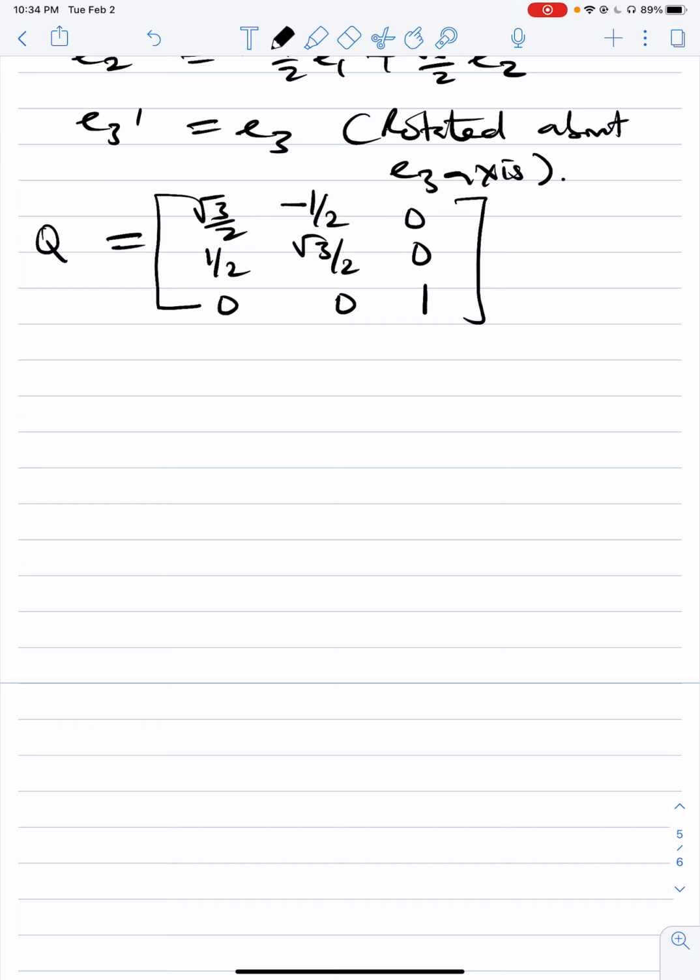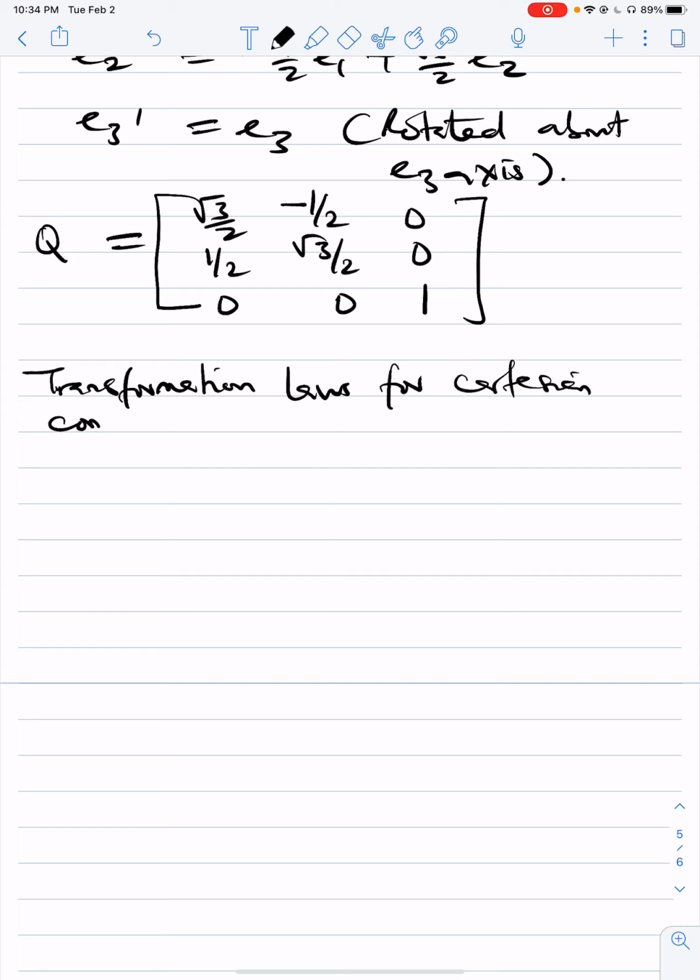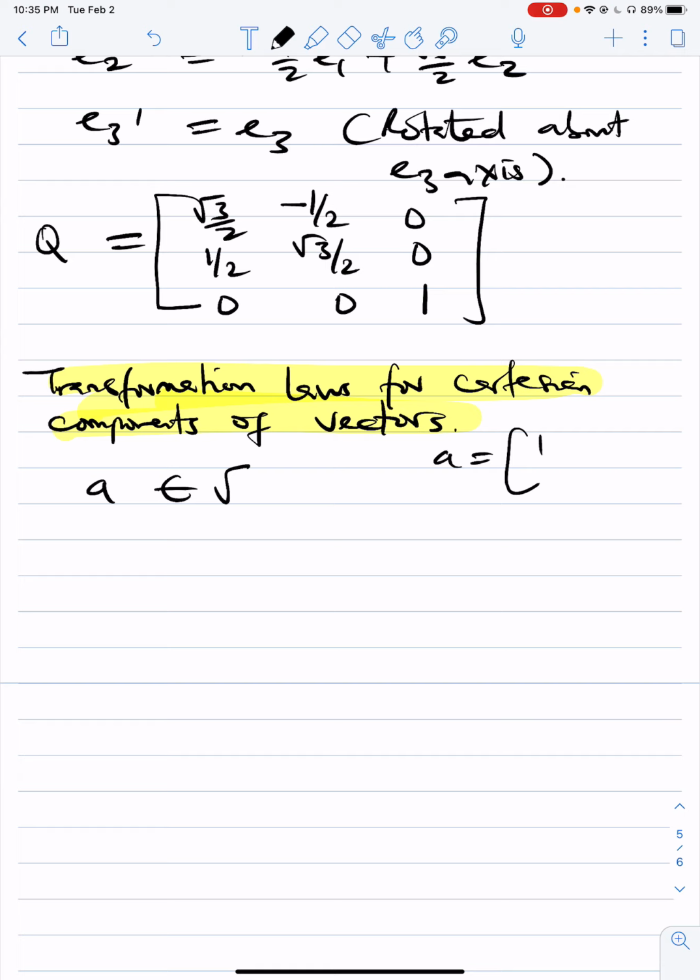So let me briefly talk about transformation laws for Cartesian components of vectors. I'm sorry, my handwriting is not particularly the best. So we have a vector A, and a vector has components. You can have a vector A equals 1, 2, and 3. Its components are 1, 2, and 3.